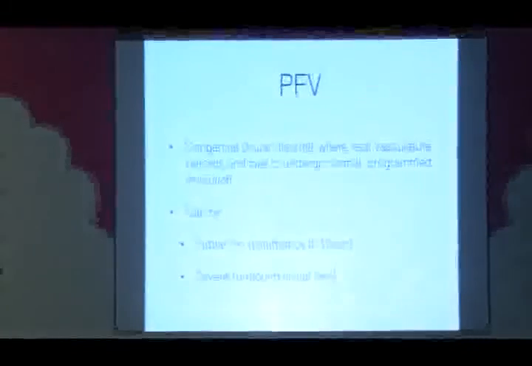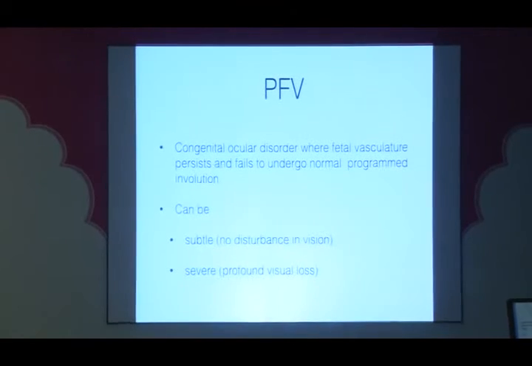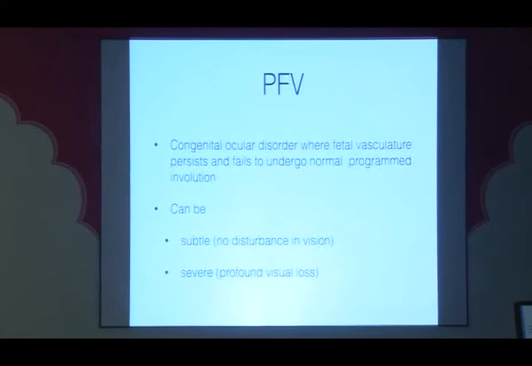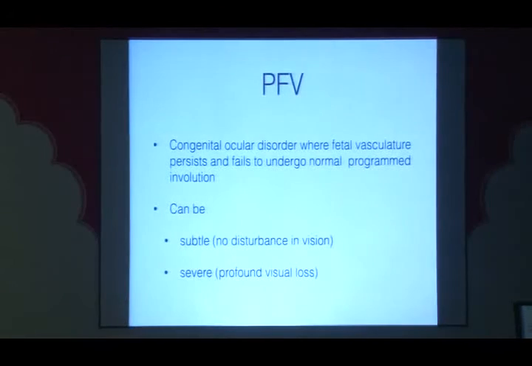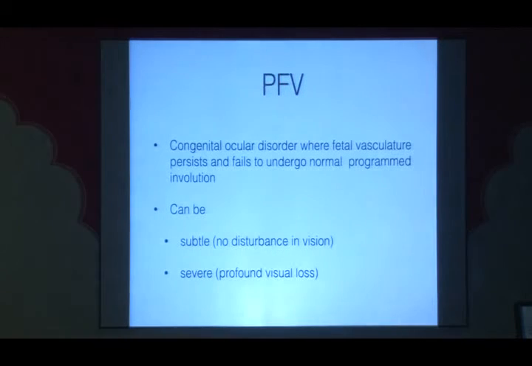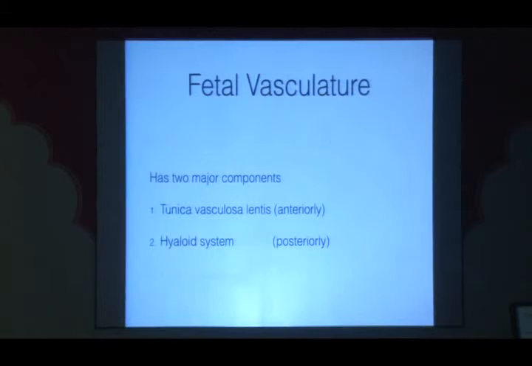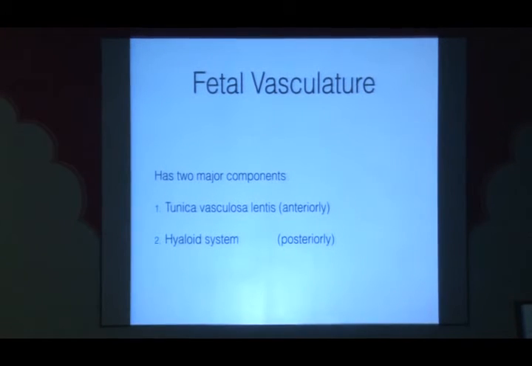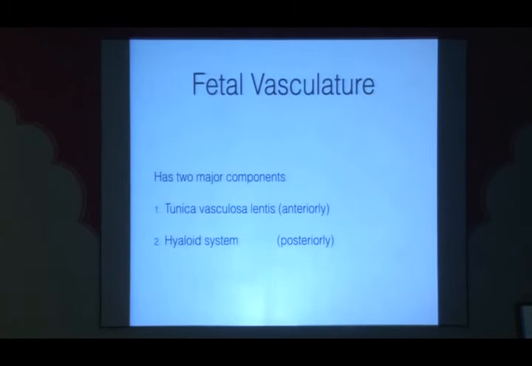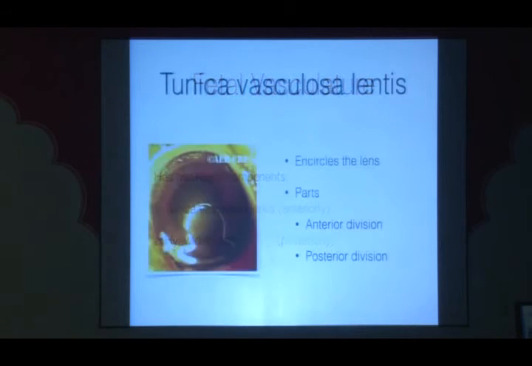Persistent fetal vasculature is a congenital disorder where fetal vasculature persists and fails to undergo normal programmed involution. It can be quite subtle in some patients, or it can be quite profound, causing significant vision loss where surgical intervention can be needed, or sometimes even after surgical intervention you don't get the required visual outcomes. The fetal vasculature comprises two components, the tunica vasculosa lentis anteriorly and the hyaloid system posteriorly.